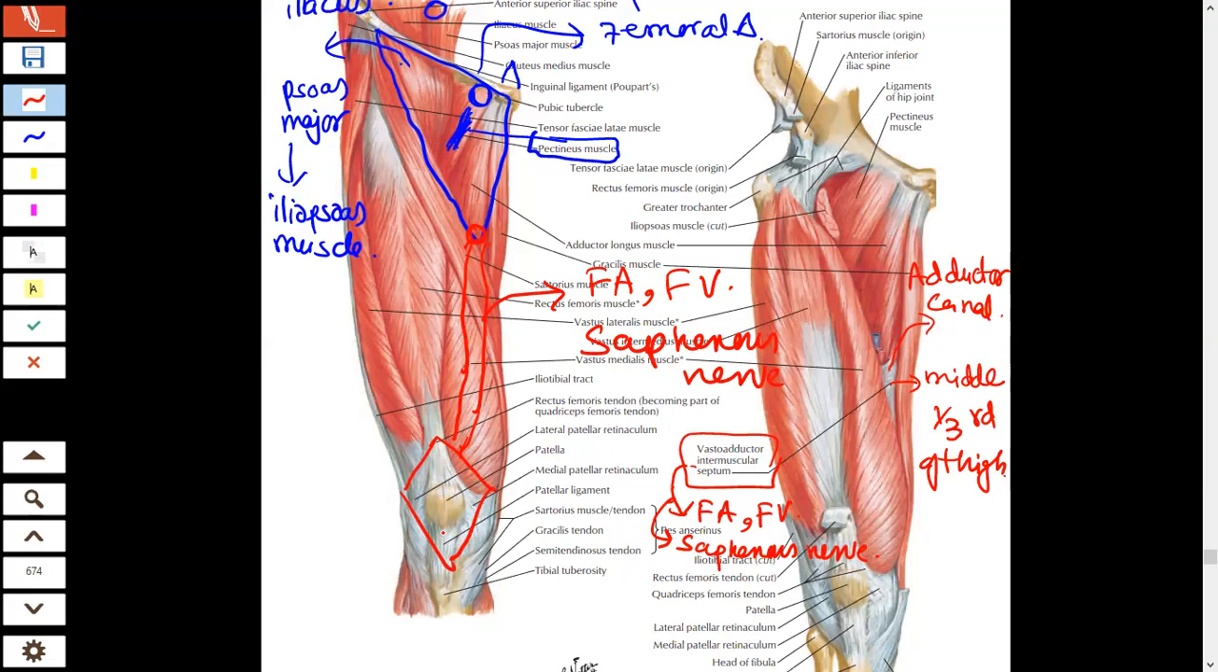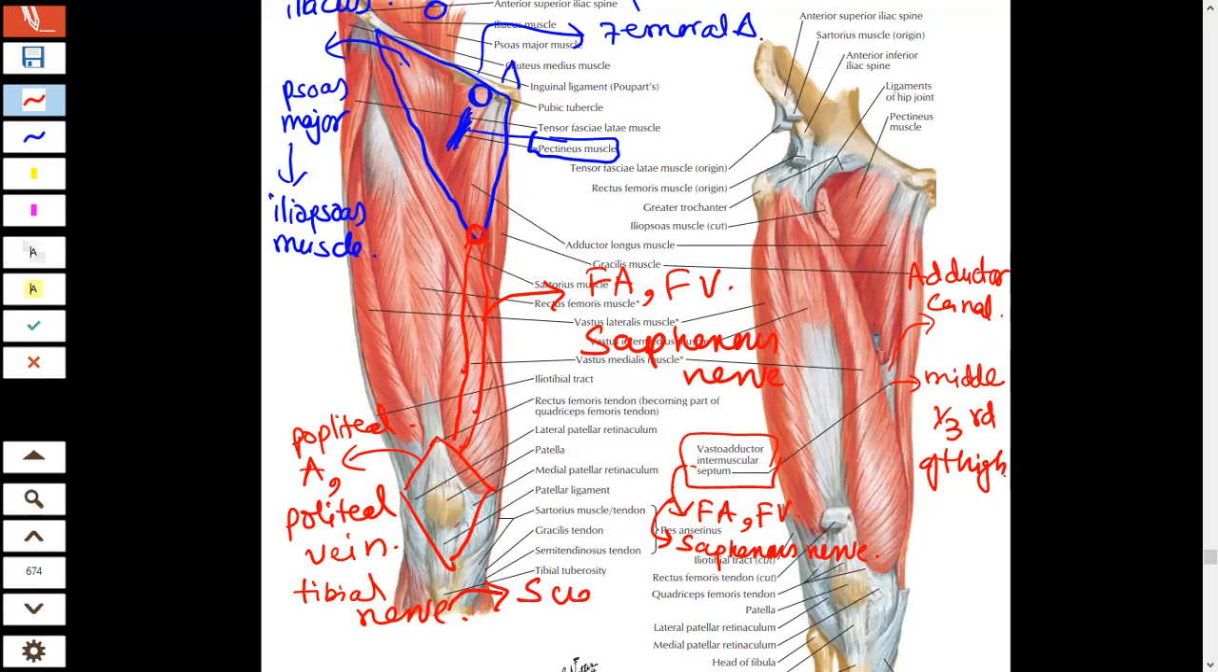And in the popliteal fossa, this is your popliteal fossa behind. ये तो मैंने आगे बना दिया. It must be present behind or at the back of your knee region. It contains what? It contains popliteal artery, popliteal vein, and it contains what? Tibial nerve. Tibial nerve, which is a component of your sciatic nerve.